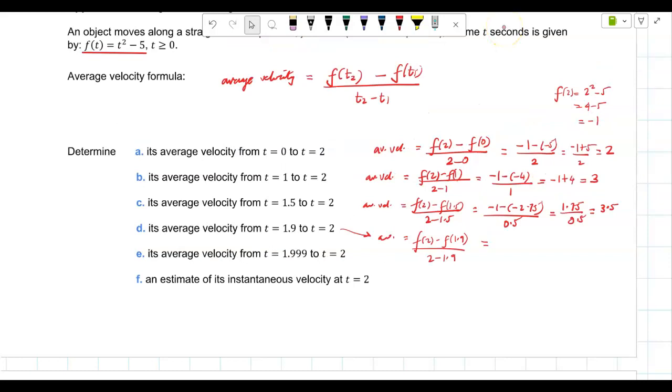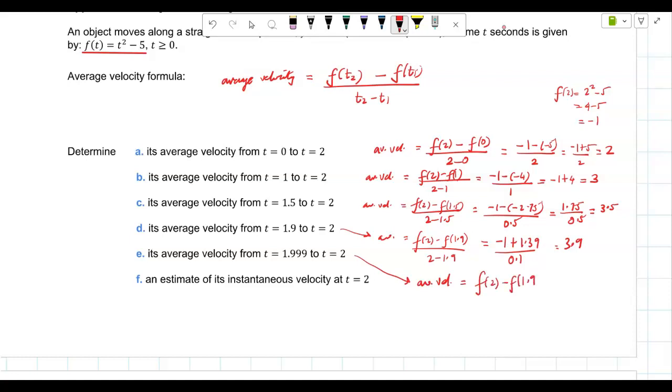So if you work it out on your calculator, minus 1 plus this worked out to be 1.39 upon 0.1. So how much will that be? 3.9. Correct? Now we take the next value. So for this one, what will the average velocity be? If we take 1.99, so f2 minus f 1.999.